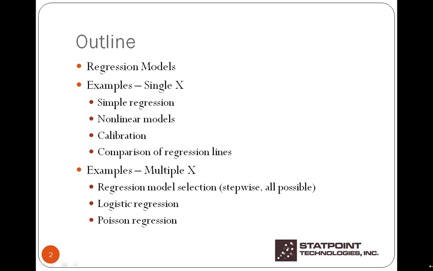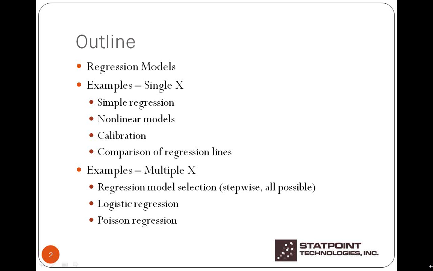The examples on multiple regression, I've picked out three. First off, we're going to do a standard multiple regression where the response variable is a typical continuous measurement, like a strength or a diameter or something like that. We'll talk about what Statgraphics does in terms of helping you pick a good regression model, and I'll actually look at two options, a stepwise option and an option to do all possible regressions.